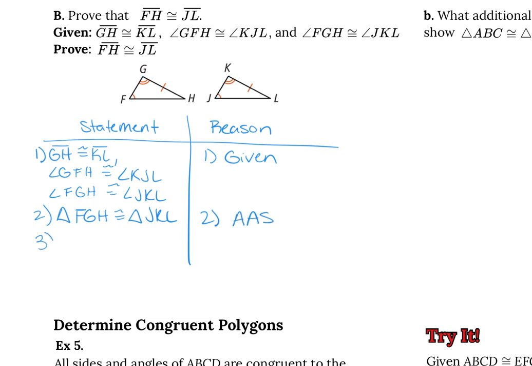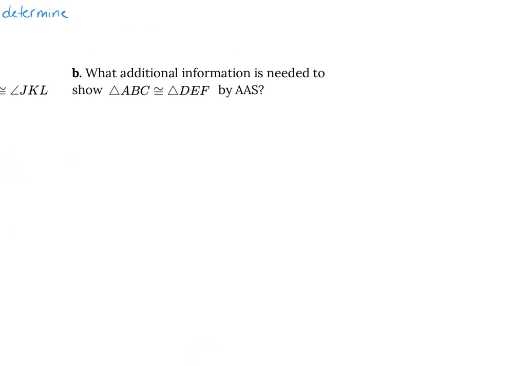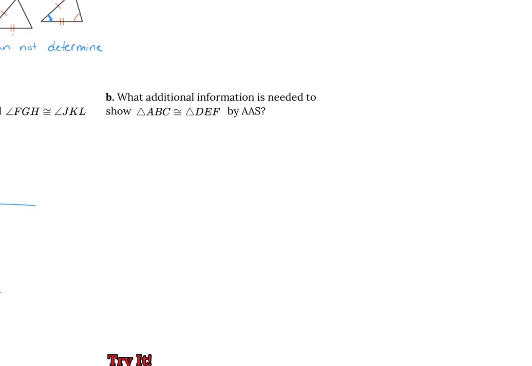And we want to prove that FH is congruent to JL. I'm able to prove that now because corresponding parts of congruent triangles are congruent. We already proved that the two triangles are congruent. All right, let's look at the try it B. What additional information is needed to show that triangle ABC is congruent to triangle DEF by angle, angle, side?